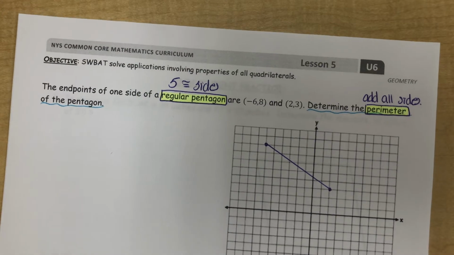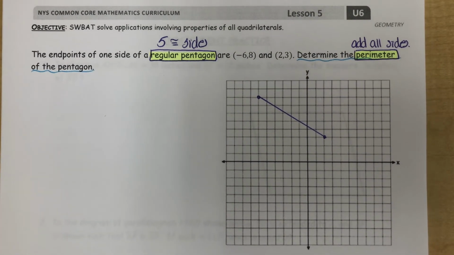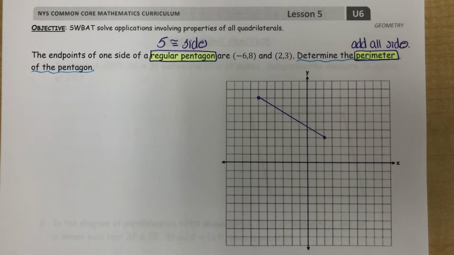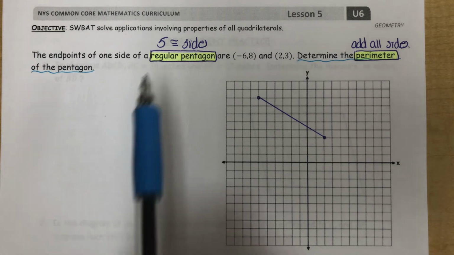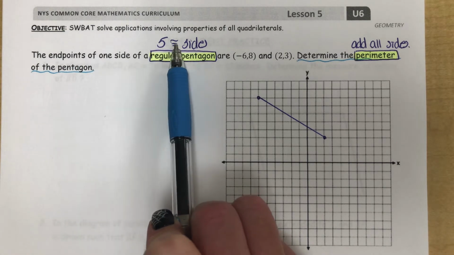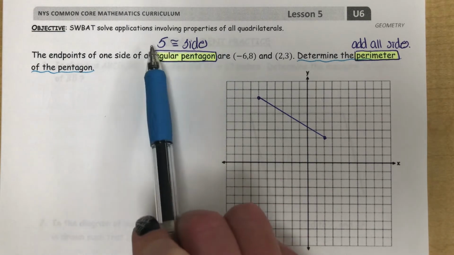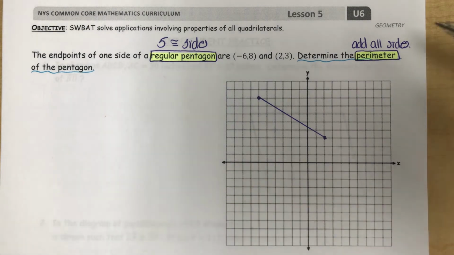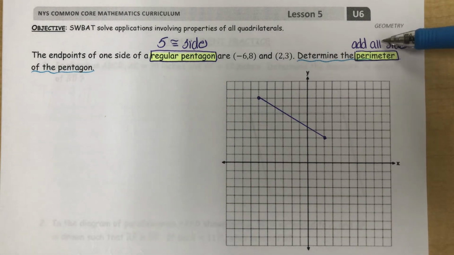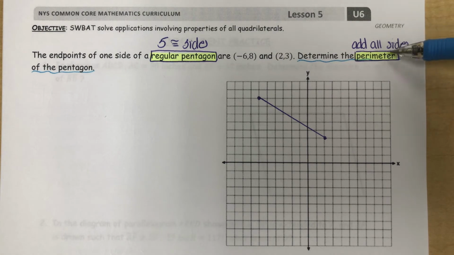All right, next page. If we look up top, let's do one more, and then you're going to practice some as well. So it says the endpoints of one side of a regular polygon are -6, 8, and 2, 3. Again, determine the perimeter. Well, what do I know about a polygon? It has 5 equal sides. All 5 sides are equal. So that means I want to add all 5 sides together to find the perimeter.